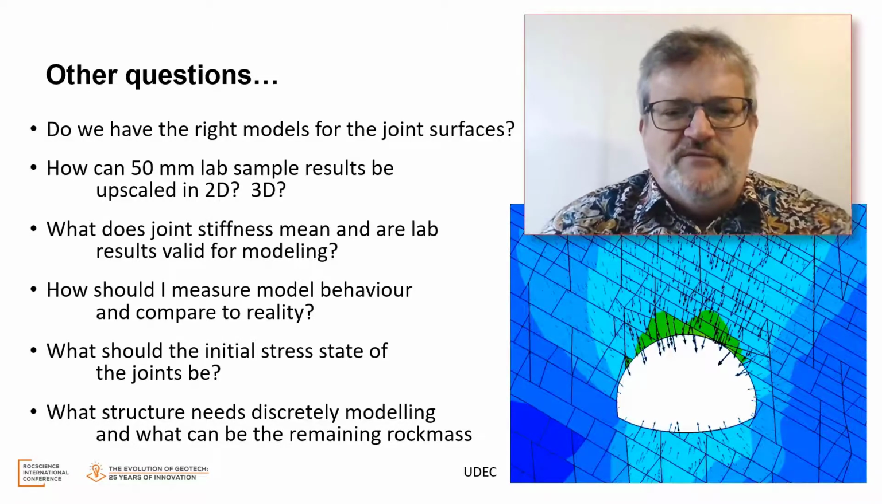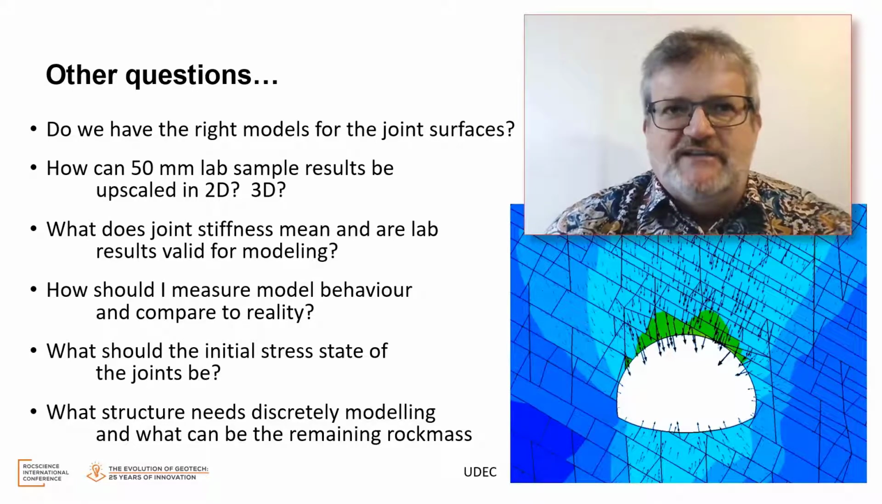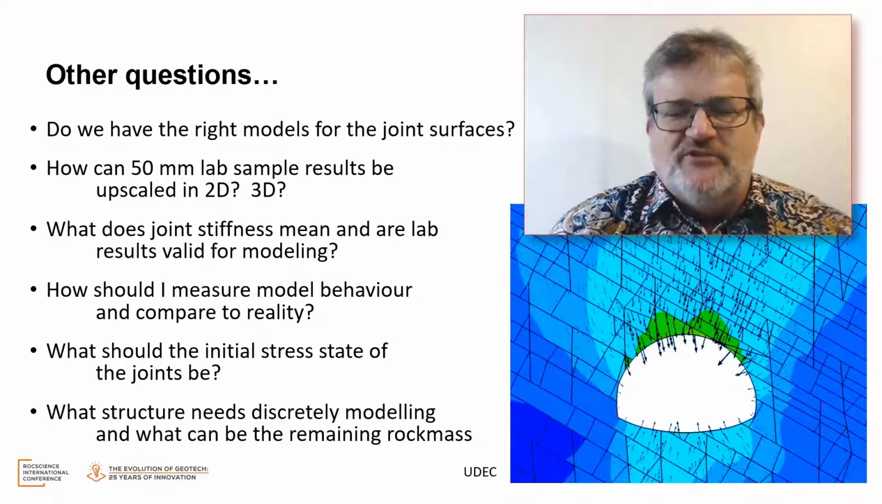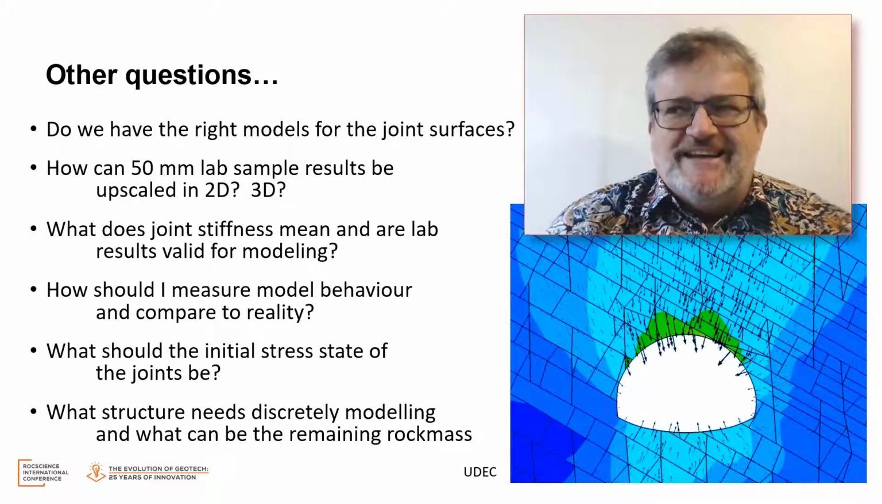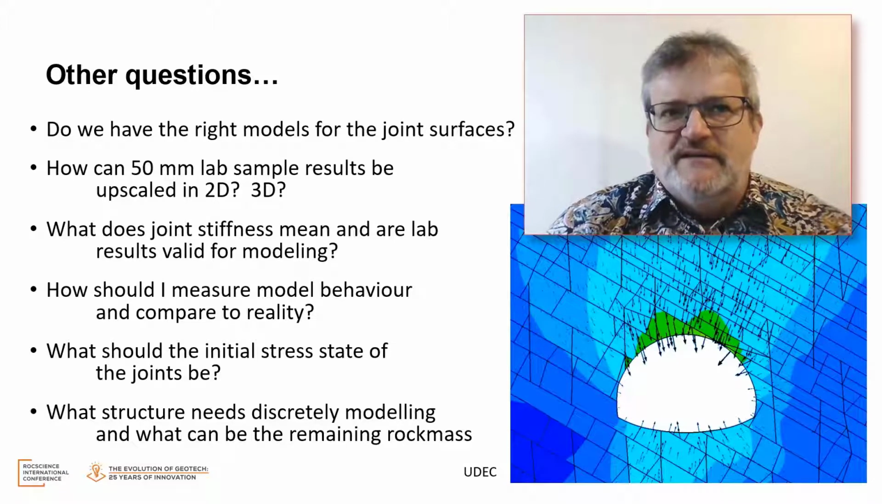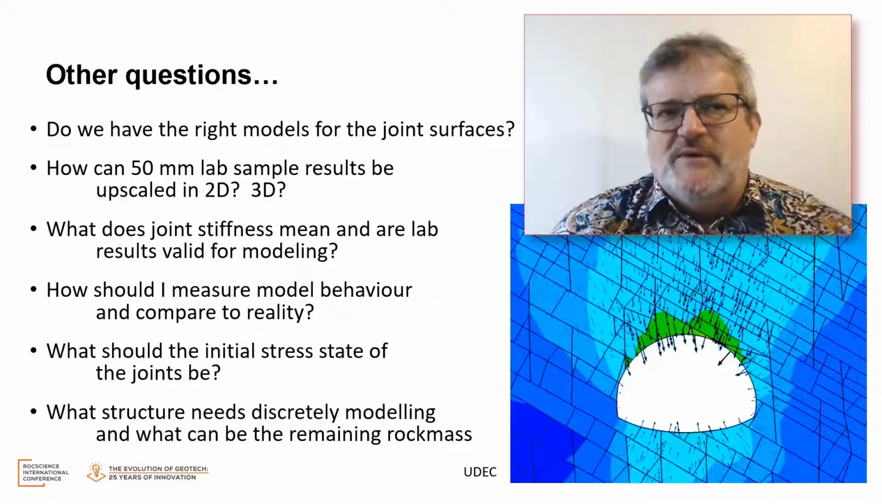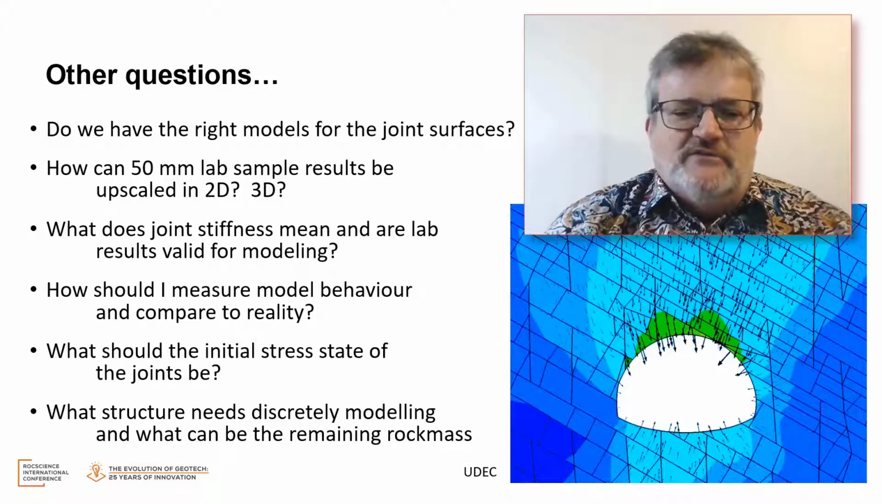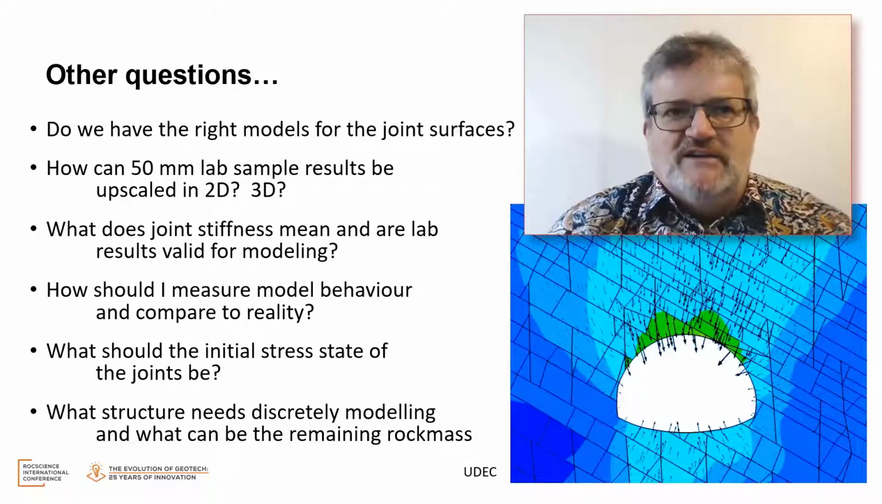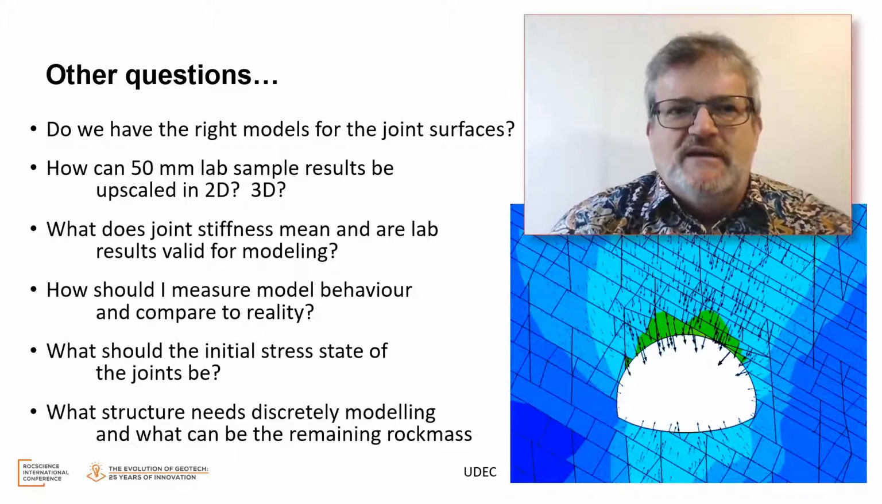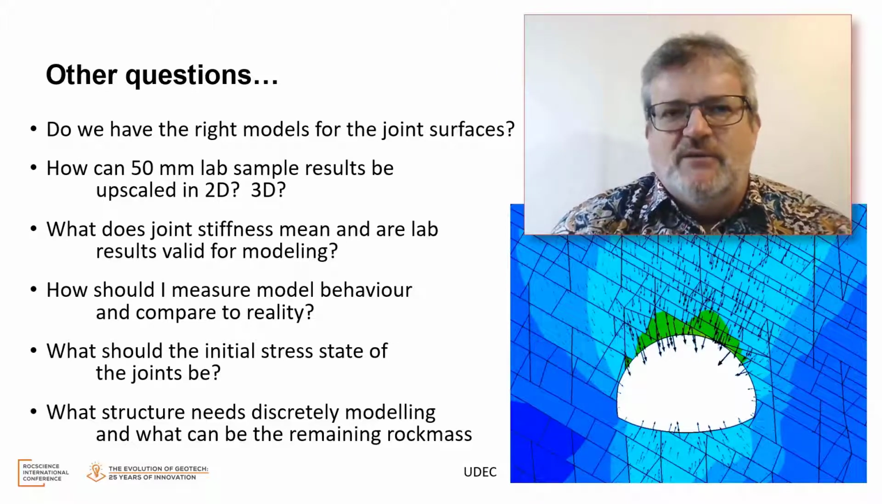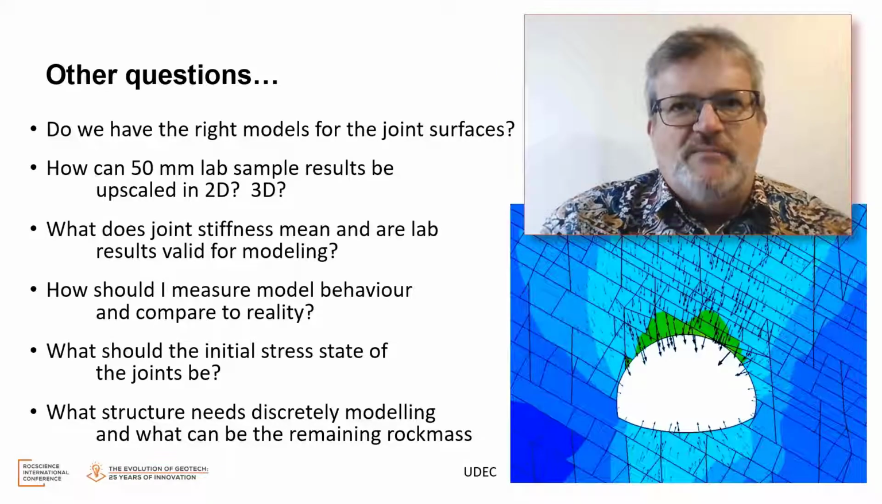Now with these discontinuum tools, we realize that joint stiffness actually has a meaning beyond just settlement. And how do we incorporate that into the model? What numbers should we use? And is the test actually giving us the right numbers for modeling? How do we measure this behavior and compare it to reality? There's other issues about how do we initialize the joints in their stress field? And what structure do we need to actually model to get the right answer? And what can we just leave as part of the remaining rock mass?